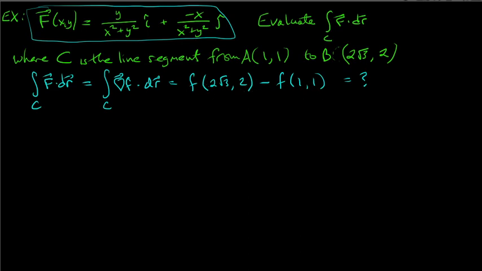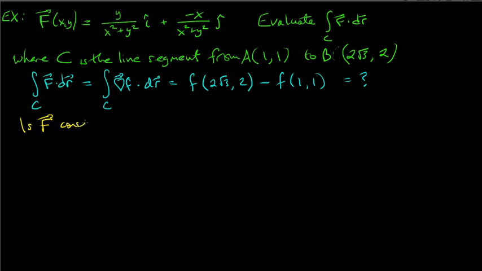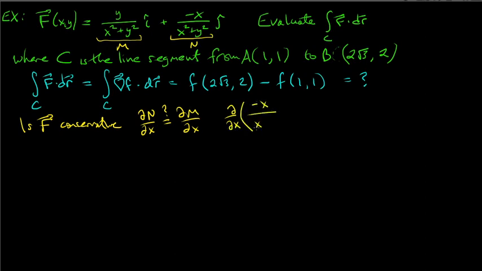So maybe the first thing we should do is check that F is conservative. Is F conservative? And that's a very easy check. You just take the partial of N with respect to x and check to see if it's equal to the partial of M with respect to y. So this is my M here, and this is my N. Okay, maybe it's not that simple because these are partial derivatives of quotients, so we have to use the quotient rule here.